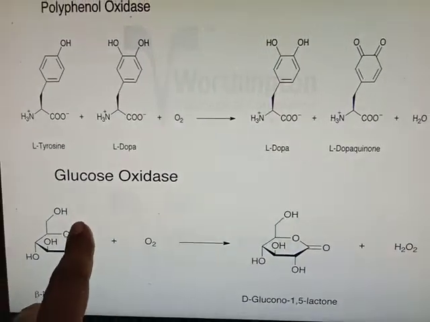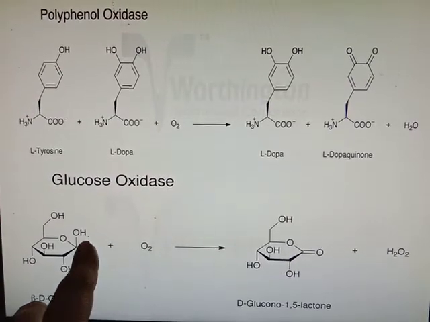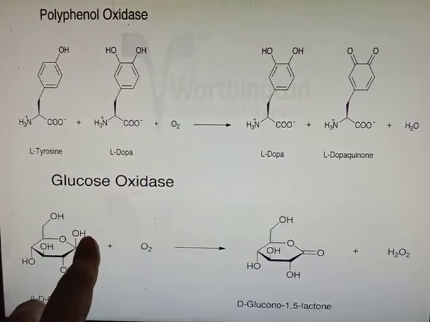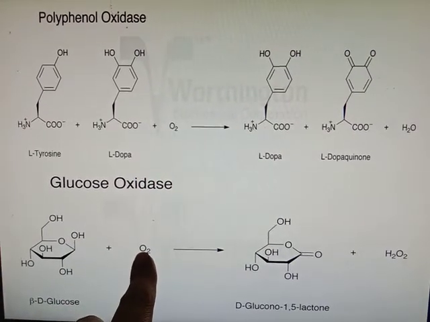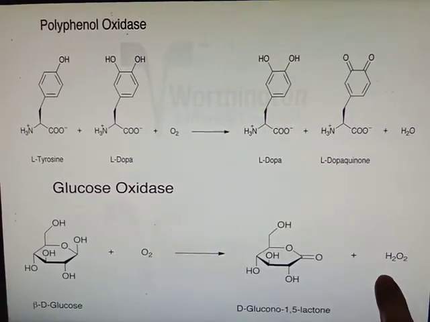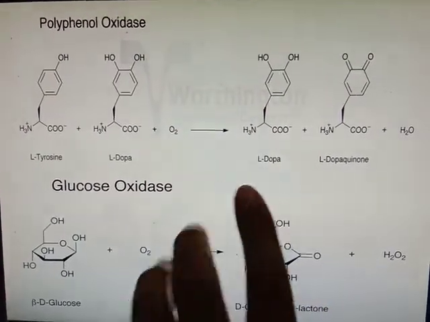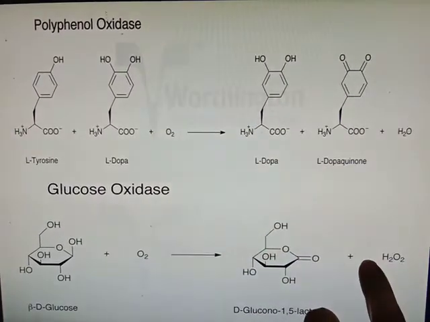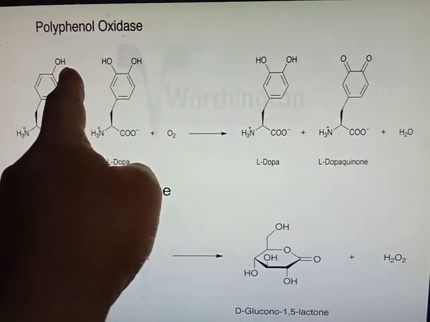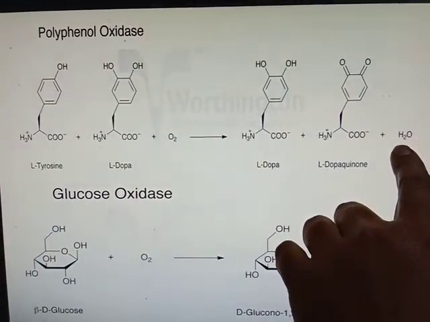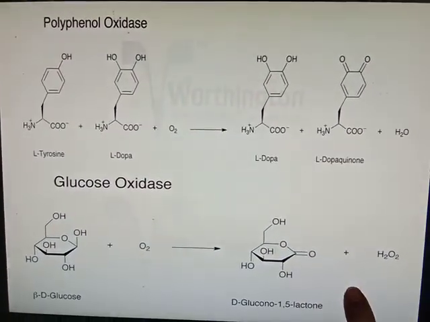Then the next example is glucose oxidase. Here the hydrogen present on the molecule is accepted by oxygen to form H2O or H2O2, and one hydrogen is less in the molecule. In oxidase enzyme, hydrogen is removed from the substrate and it is accepted by oxygen. Here also hydrogen is removed from the substrate or molecule and it is accepted by oxygen to form either water or H2O2 molecule.